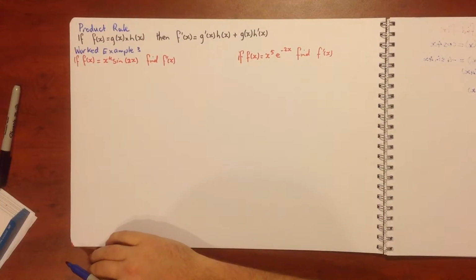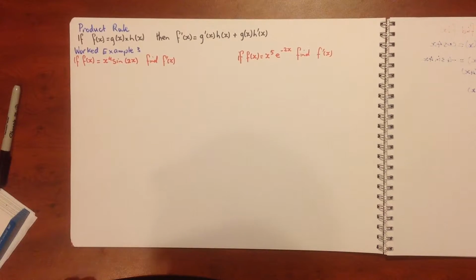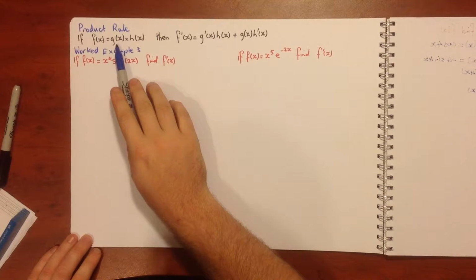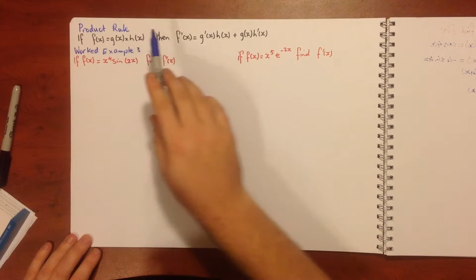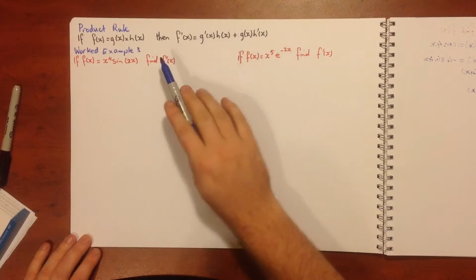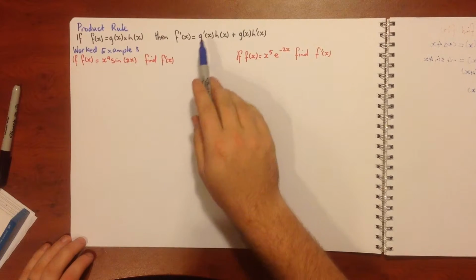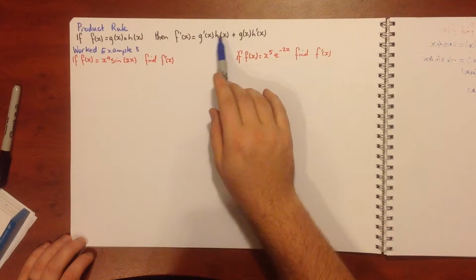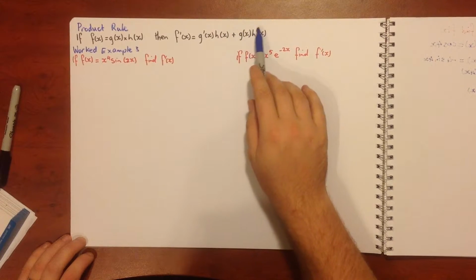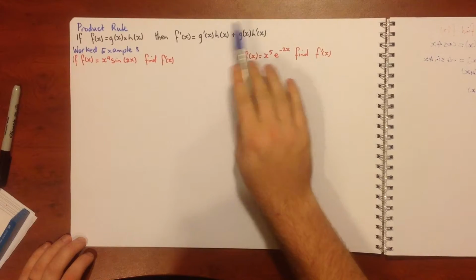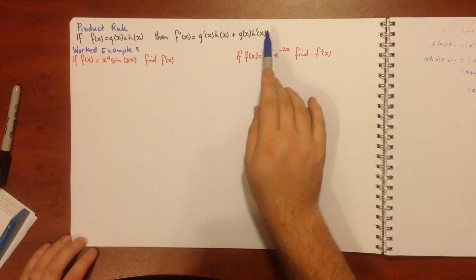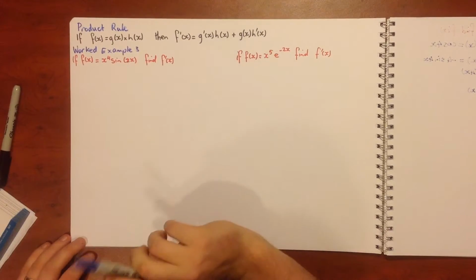We need to look at the product rule. As the name suggests, the product rule is used for when we've got two functions multiplied together. So if we have f of x equals g of x times h of x, then the derivative is g dash of x h of x plus g of x h dash of x. You can't stuff this one up too much, as long as you remember it's the derivative of one of them times the original of the other, plus the original of the first times the derivative of the second. It doesn't matter if you mix up the order and go g of x h dash of x plus g dash of x h of x.